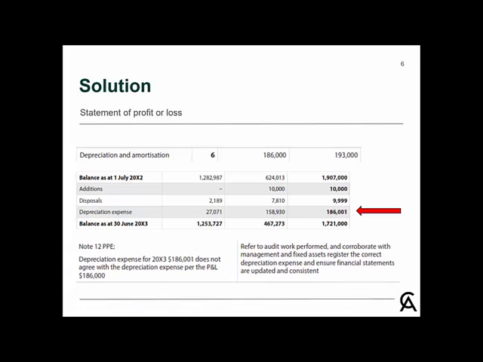So again, take note of the fact that the auditor is not making the change. Instead, they're comparing the number to the work performed in depreciation, and once they know what the number should be, they request management to make the necessary changes.